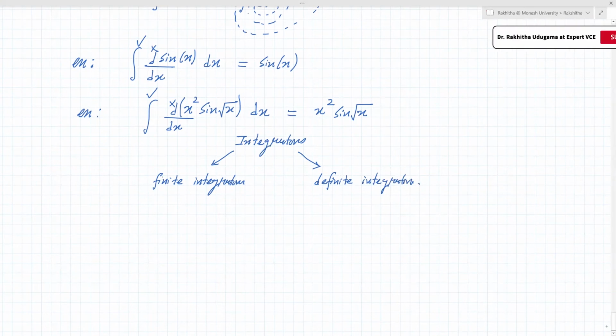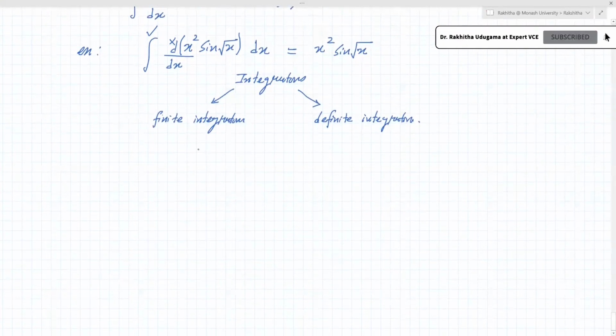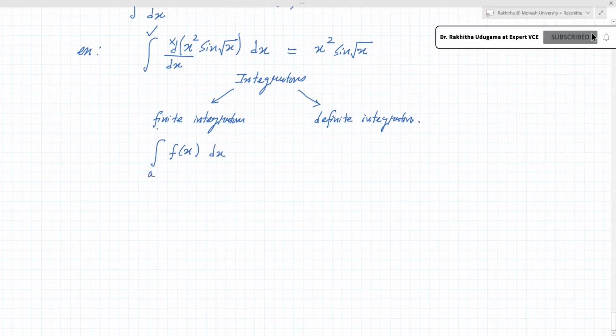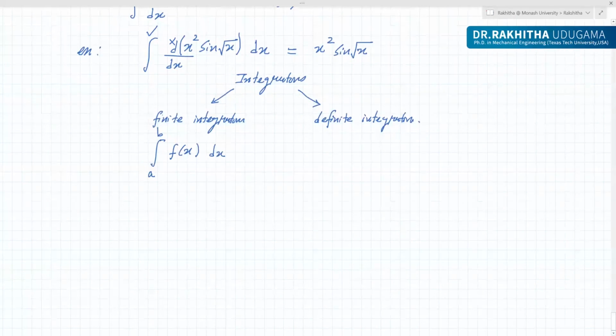So this is very easy. Finite integration would be integration with boundaries. Okay, integration of something f(x) dx, right, with boundaries. What do you mean by boundaries? So you have this a to b. A is called the lower boundary, b is called the upper boundary, right?